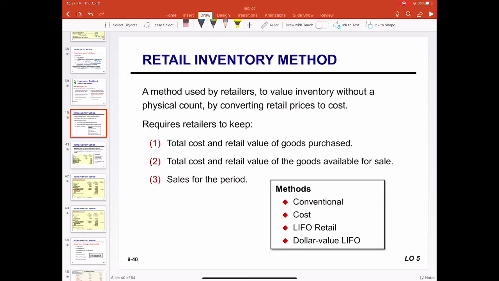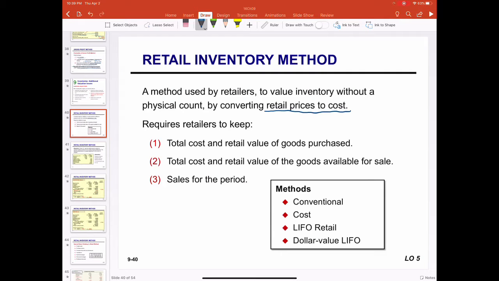In this part, I'm introducing the retail inventory method, which is an alternative to the gross profit method. This method is commonly used by retailers. It is also used to value the inventory without a physical count of the inventory. We convert the price to cost as a method to value inventory. But this method requires the retailers to keep the records of both cost and the retail value of the goods.